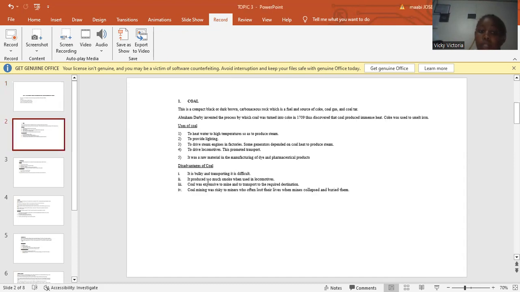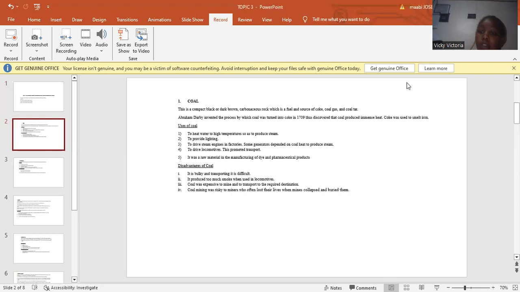Then we begin with coal. It is a black or dark brown carbonaceous rock, a fuel and source of coke, coal gas, and coal tar. Abraham Darby invented the process by which coal was turned into coke in the year 1709. He discovered that coal produced immense heat. Coke was used to smelt iron.